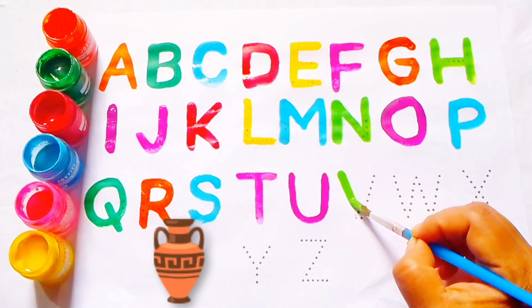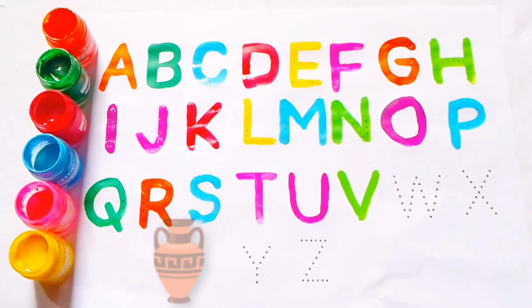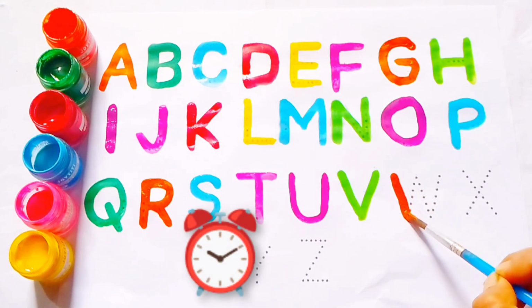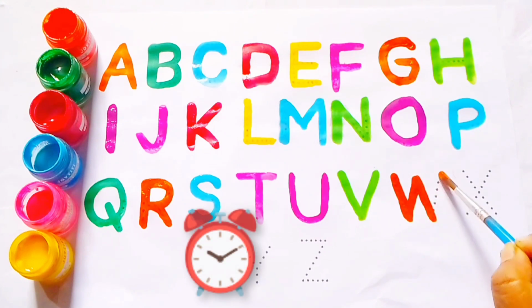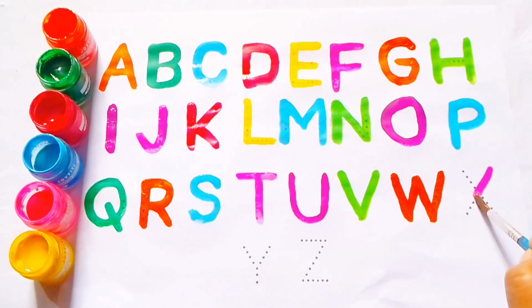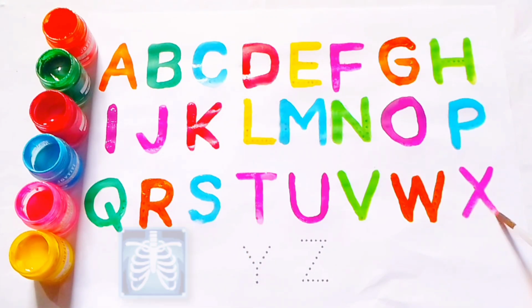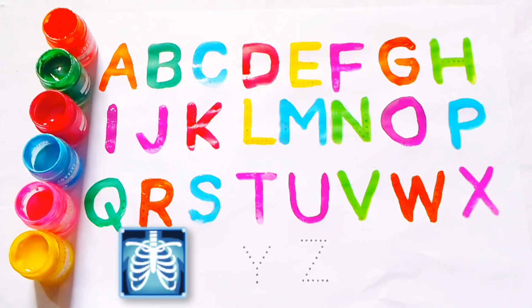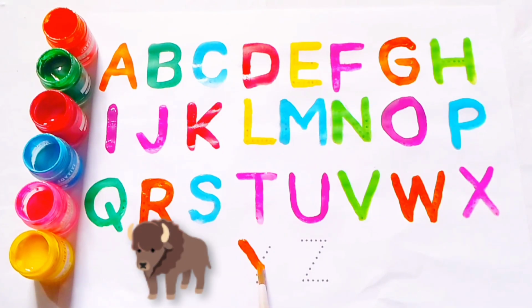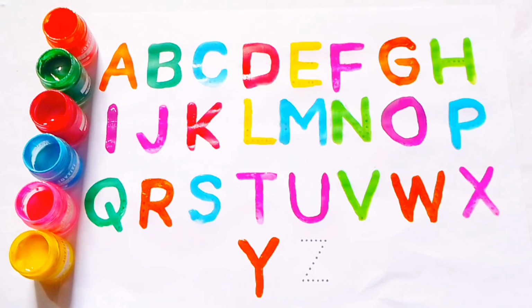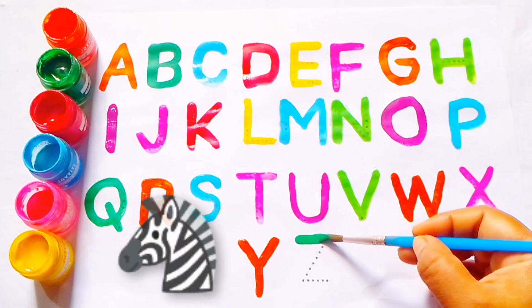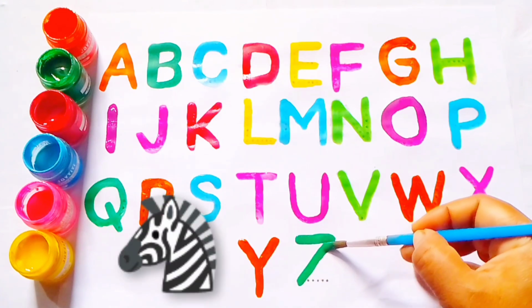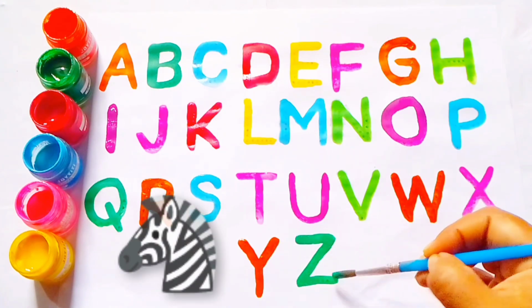V for vase, V for vanilla, V for van. W for watch, W for wax, W for wall. X for X-ray, X for Xmas Day, X for fox. Y for yak, Y for yo-yo. Z for zoo, Z for zigzag, Z for zebra.